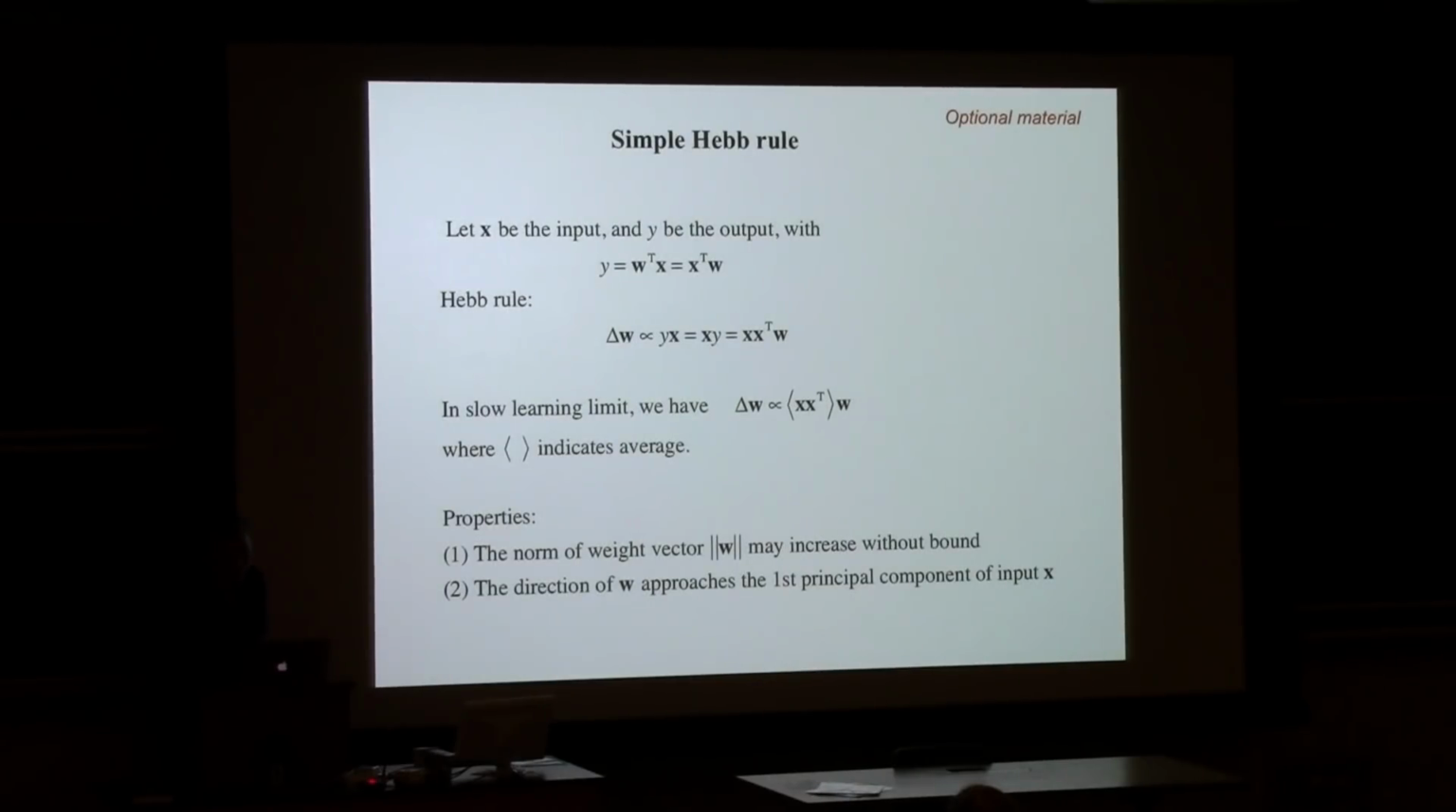Simple Hebb rule, mathematics. This is optional material. I just want to mention a little bit so you get some idea. For this simple rule, what does it actually do mathematically? This is very simple: the weight vector times the input vector. There are multiple inputs, multiple weights. If you change the weight proportional to the product of the output, here the scalar, and your input, which is a vector, that's equivalent to this.